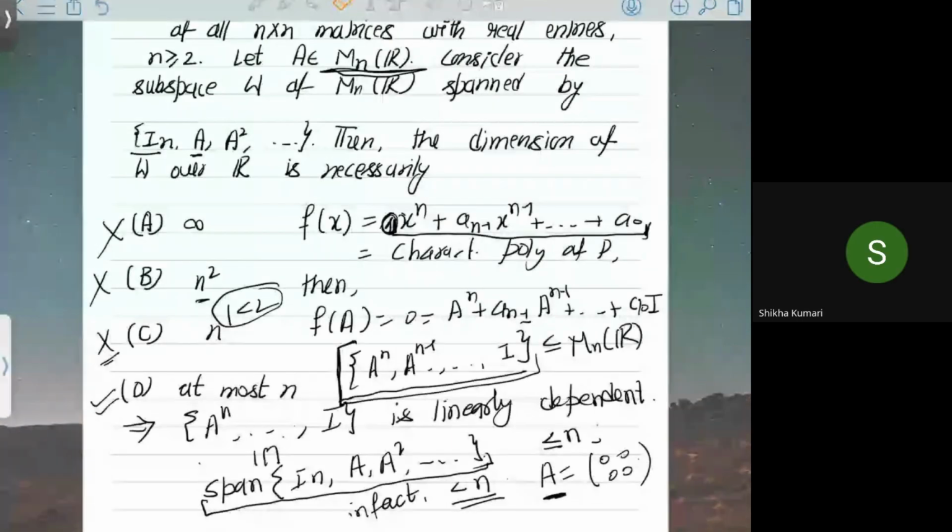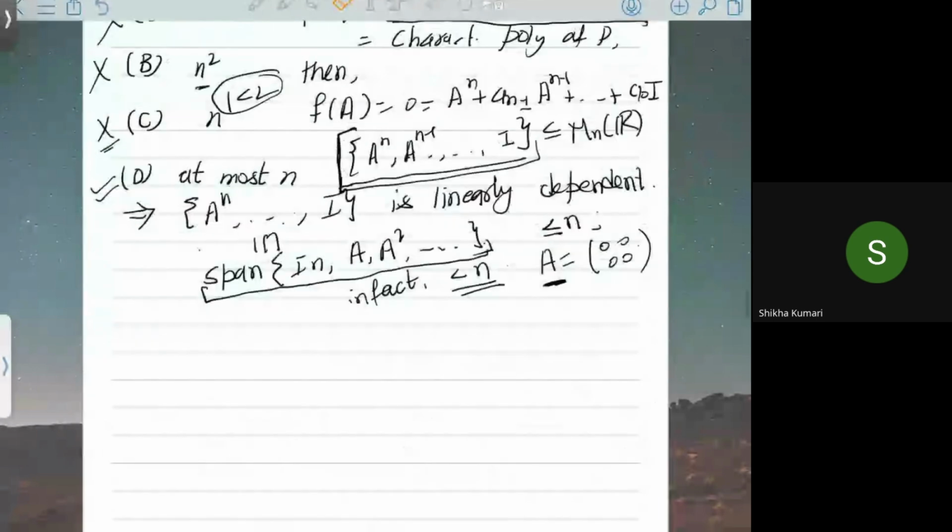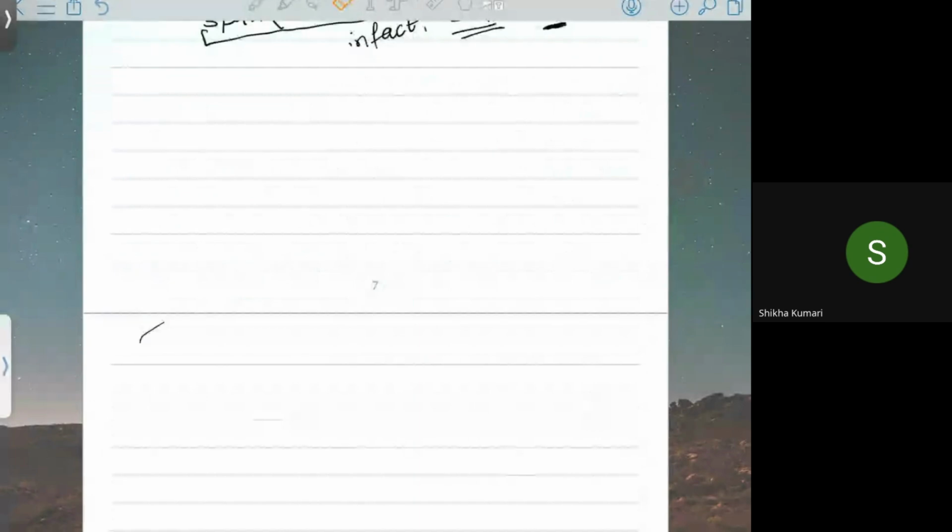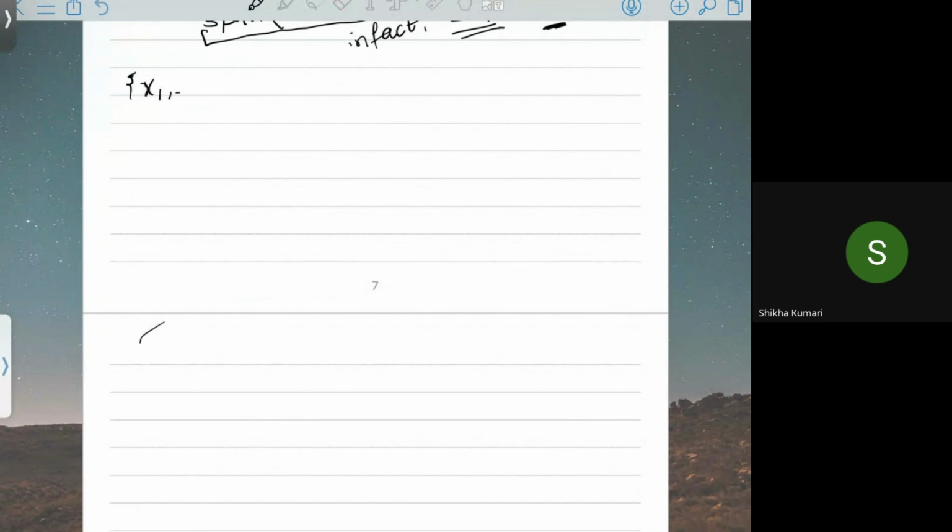Ma'am, how did you prove that it is linearly dependent? Because it is satisfying an equation. Okay, let me tell it again. First of all, just tell me the definition of linear dependence according to you. Let me take a set X1 in some vector space. When do you say that this set is linearly dependent? Just tell me the definition.